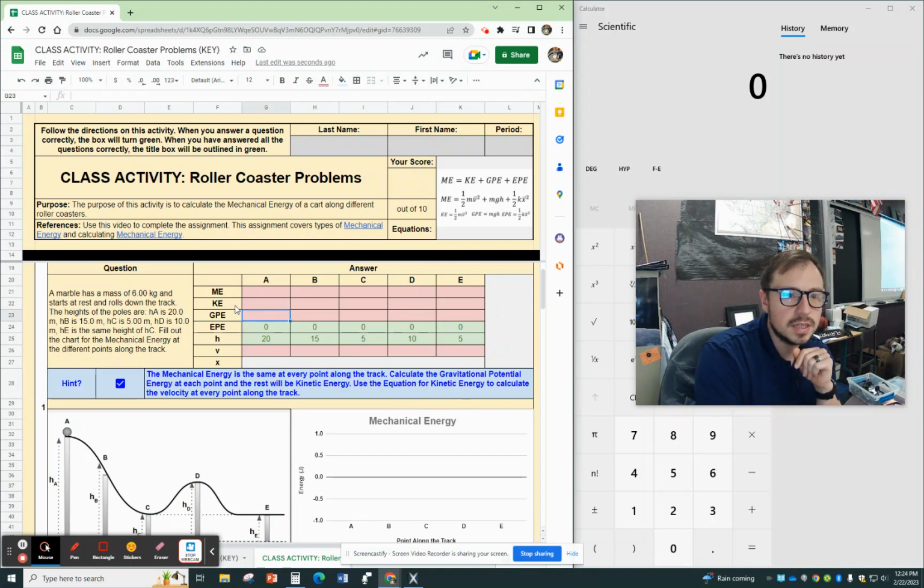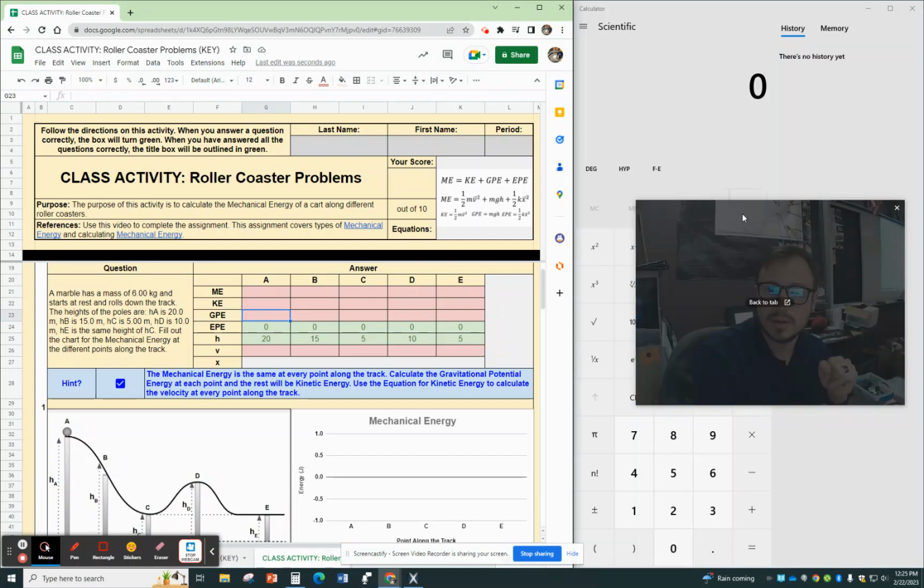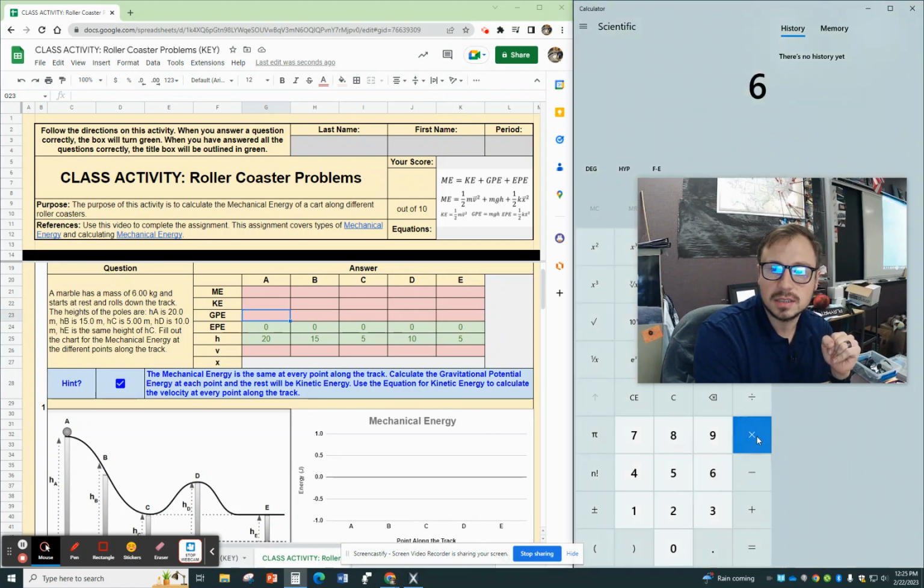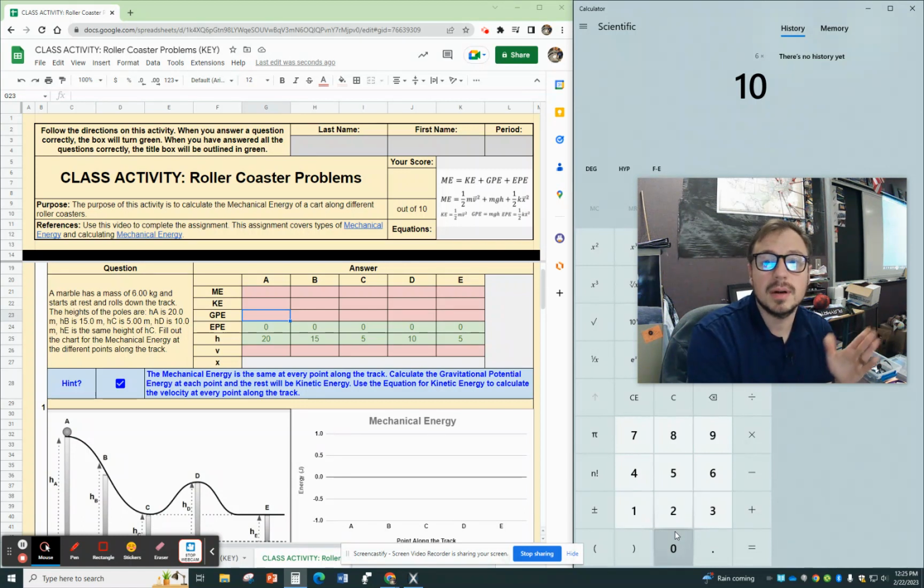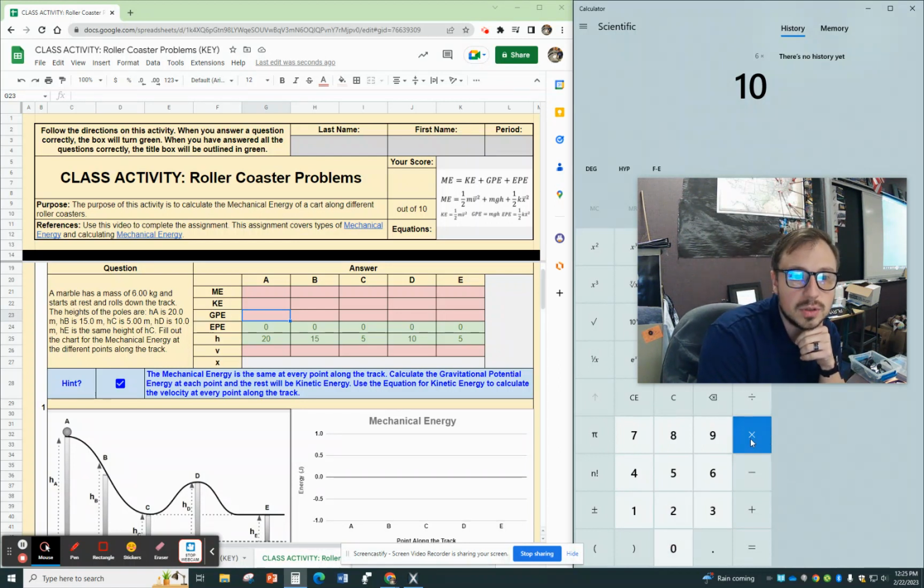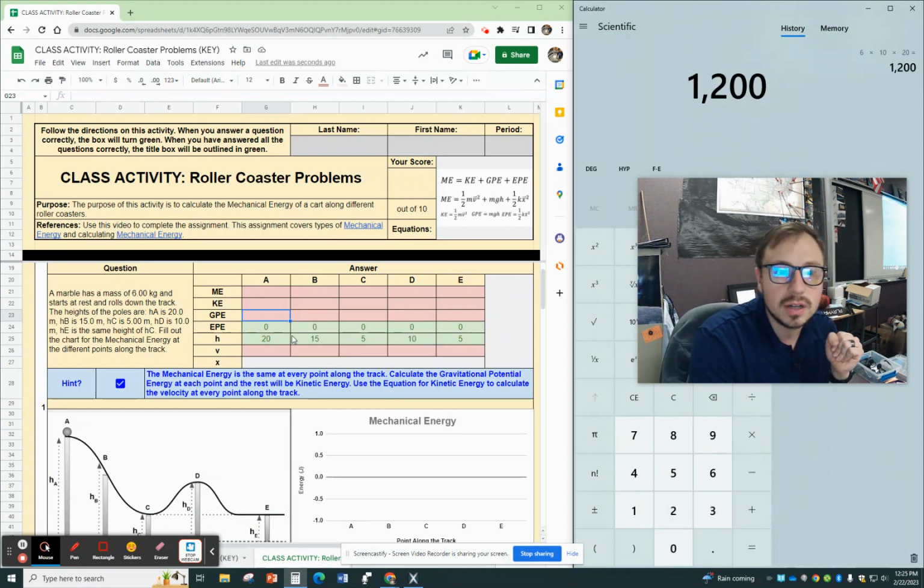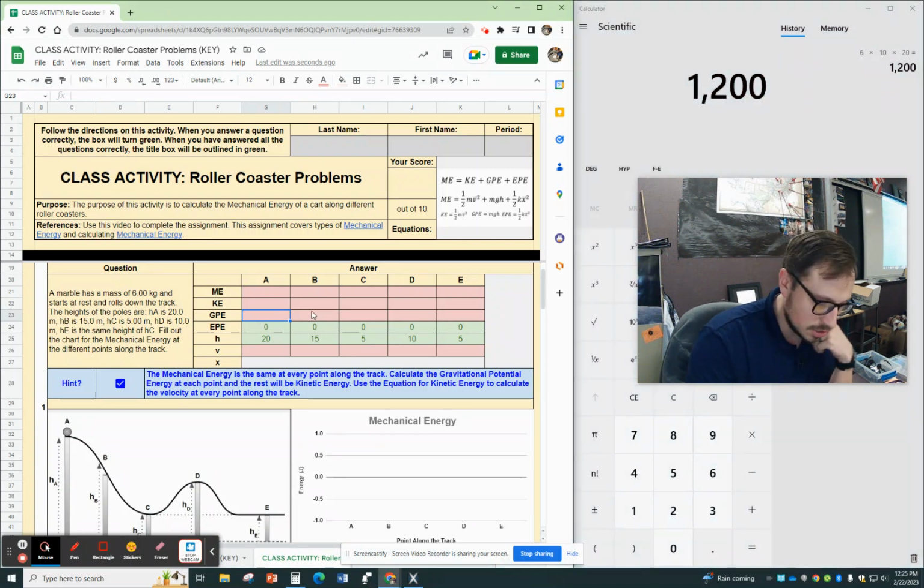The gravitational potential energy is mass times gravity times height. I know the mass, 6 kilograms. So I'm going to come over here to this calculator. 6 times gravity. Yes, it's 9.8, but we're going to use 10 just because that makes the math a lot easier. You could use 9.8, and I do have some activities where 9.8 would work, but here we'll use 10. And then we multiply it by the height, which is 20, so 1,200 joules.